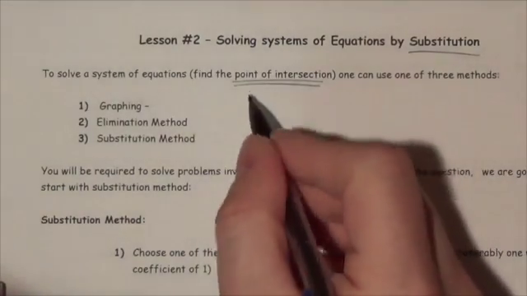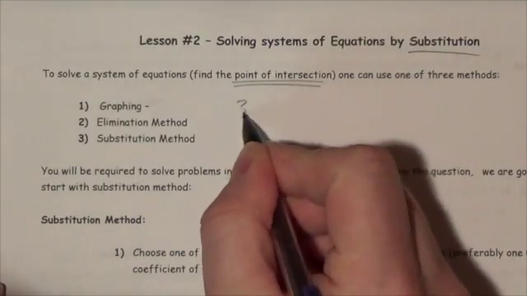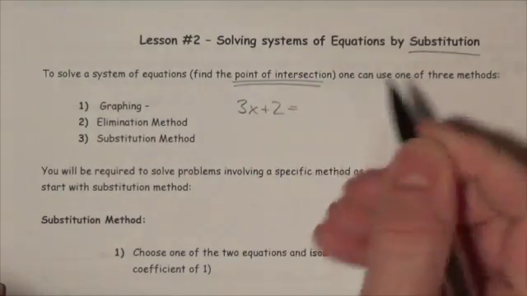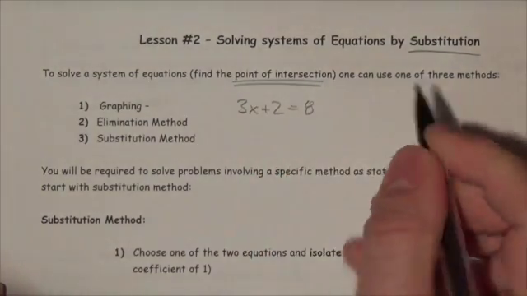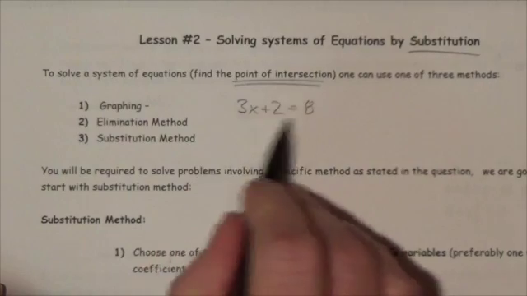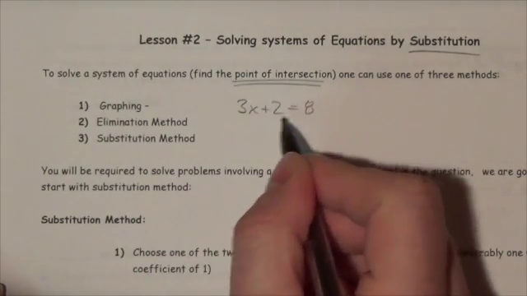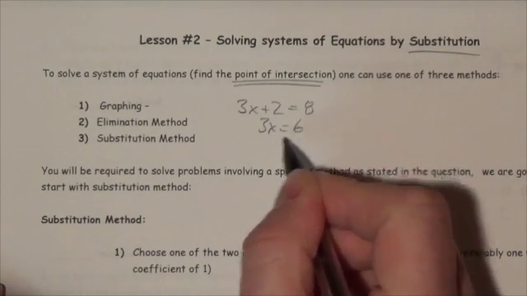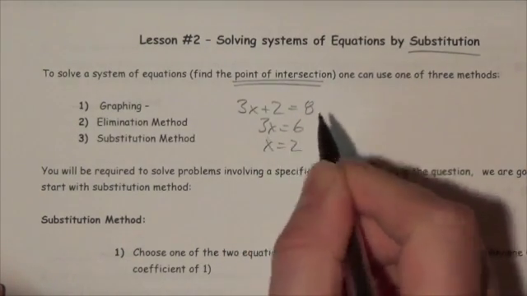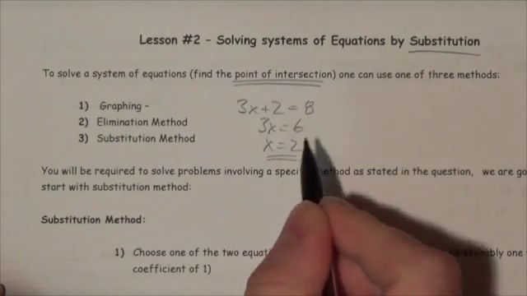Because if you take a look at, for example, 3x plus 2 is equal to 8, I can solve this. It's a simple equation. It's one equation, one variable. So what I do is I bring over the 2. I get 3x is equal to 6, divide, and I get x is equal to 2. That's easy enough for me to do.